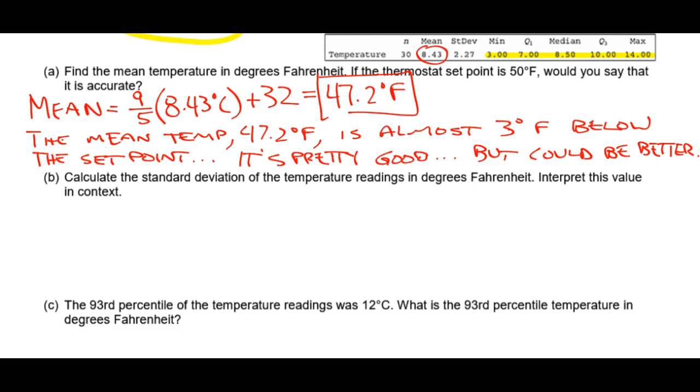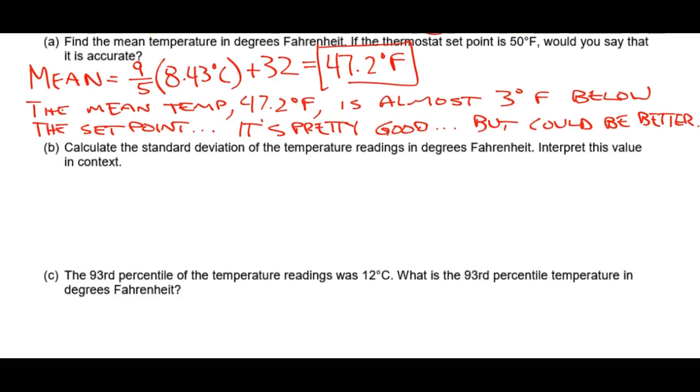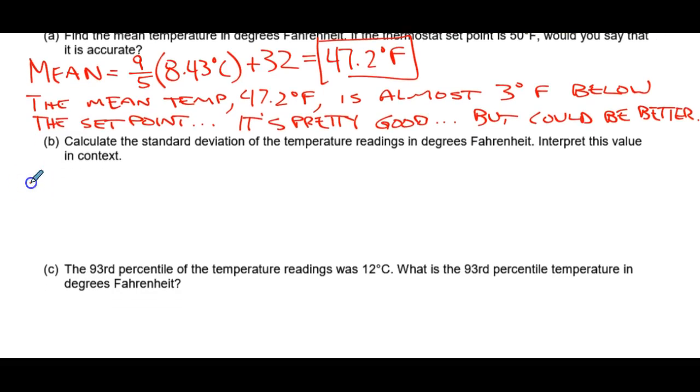Okay. Calculate the standard deviation of the temperature readings in degrees Fahrenheit. Interpret this value in context. So 2 parts to this question. I'm asked to calculate the standard deviation. What I need is help from you.